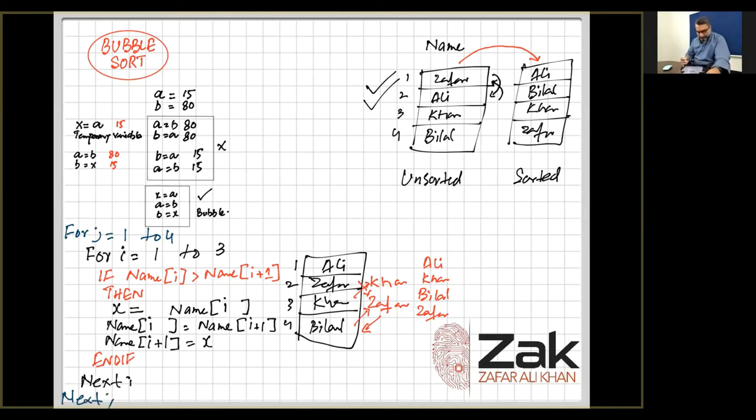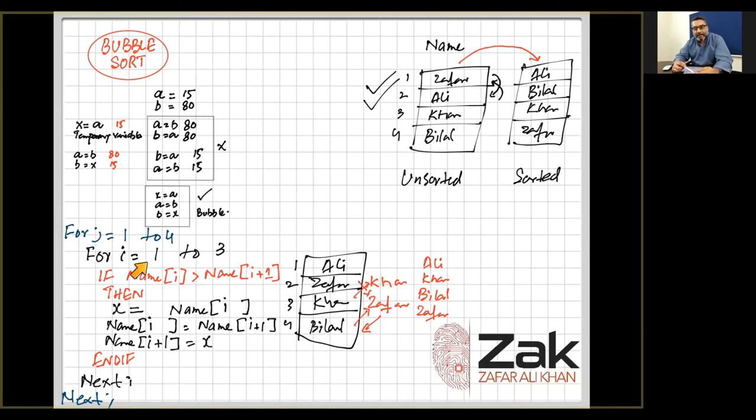As I told you earlier, for every outer count there's a complete cycle of inner count. In the first cycle, when j was 1, this has happened. This is the current condition of the array. After the first loop: Ali, Khan, Bilal and Zafar. Before the first loop it was Ali, Zafar, Khan, Bilal. Now let's say j is 2.